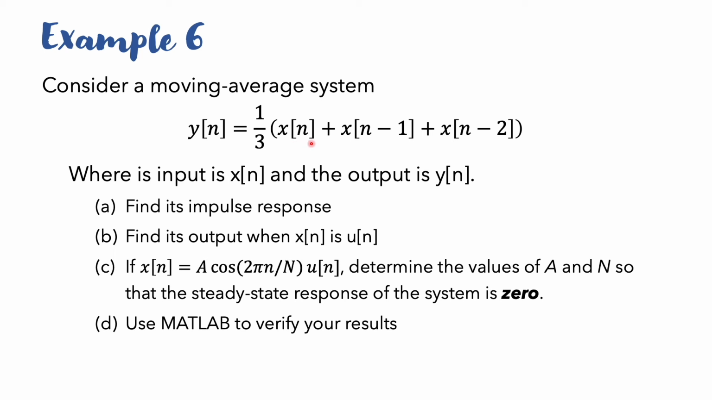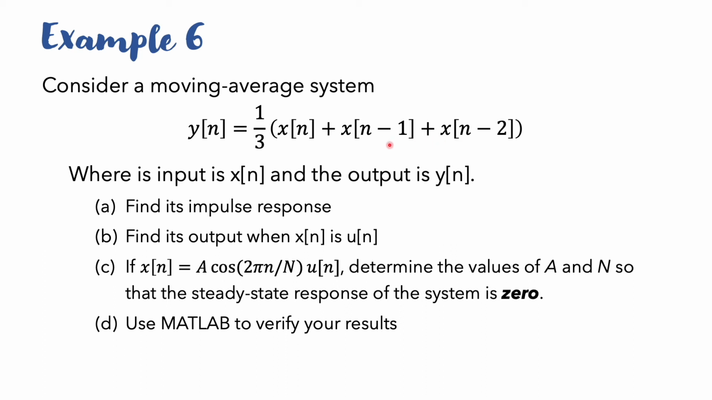So first sample, a sample before that, and a sample before that. It means if this is sample number 0, then this will be sample number -1, and this will be sample number -2.